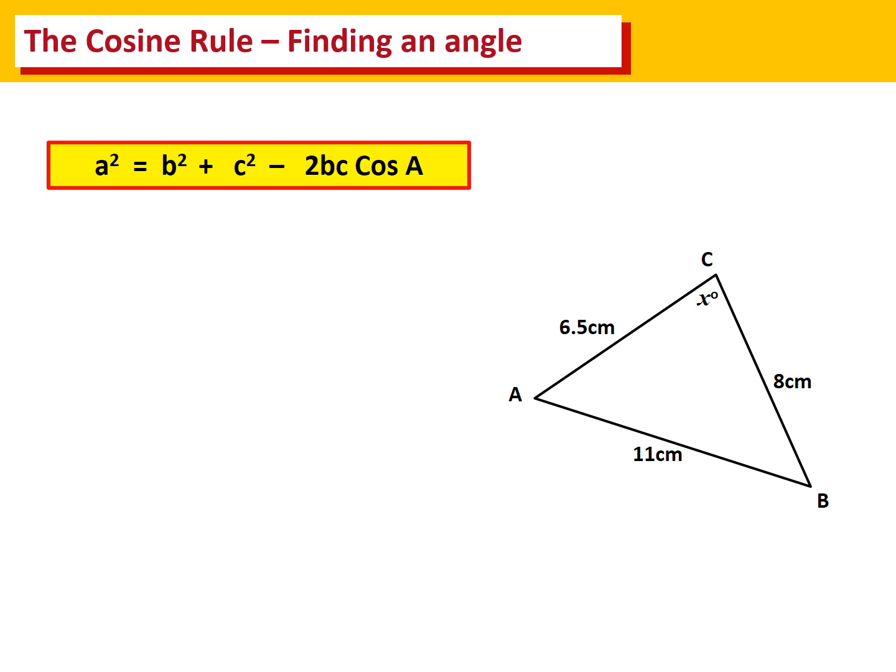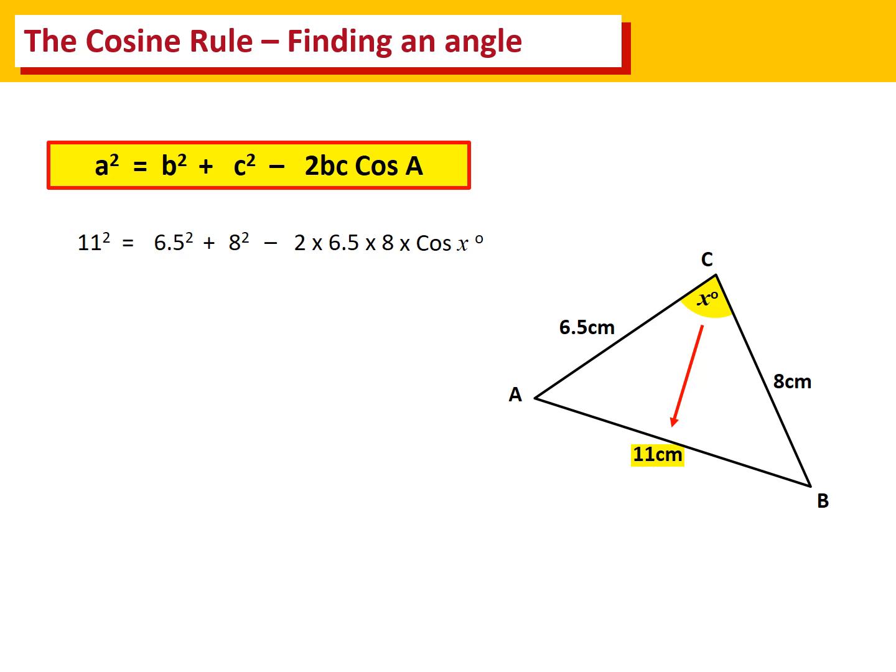Here's example 2. There's our angle X we're trying to find. The corresponding length or side that matches X is directly opposite. That's 11 centimeters. So that 11 centimeters is going to start our formula: 11 squared. b squared plus c squared are the squares of the other two sides. So subtract 2 times b times c, and then times cosine A, where A is X degrees.